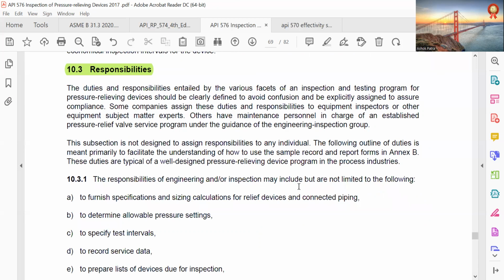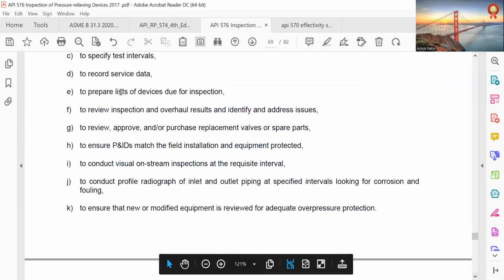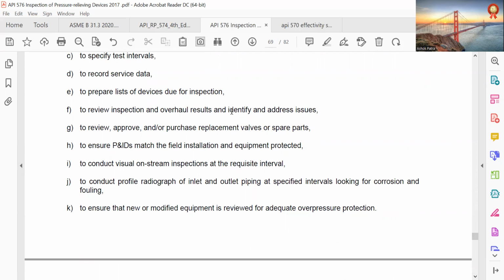The responsibilities of engineering and inspection may include, but are not limited to, the following: to furnish the specification and sizing calculation for the relief device and connected piping, determine allowable pressure setting, specify test intervals, record service data, prepare the list of devices due for inspection, review inspection and overall results, identify and address issues, review and approve or purchase replacement spare parts to ensure P&ID matches field installation and equipment protected, conduct visual on-stream inspection at the requisite interval, conduct profile radiography on inlet and outlet piping at specified intervals looking for corrosion and fouling, and ensure that new or modified equipment is reviewed for adequate overpressure protection.